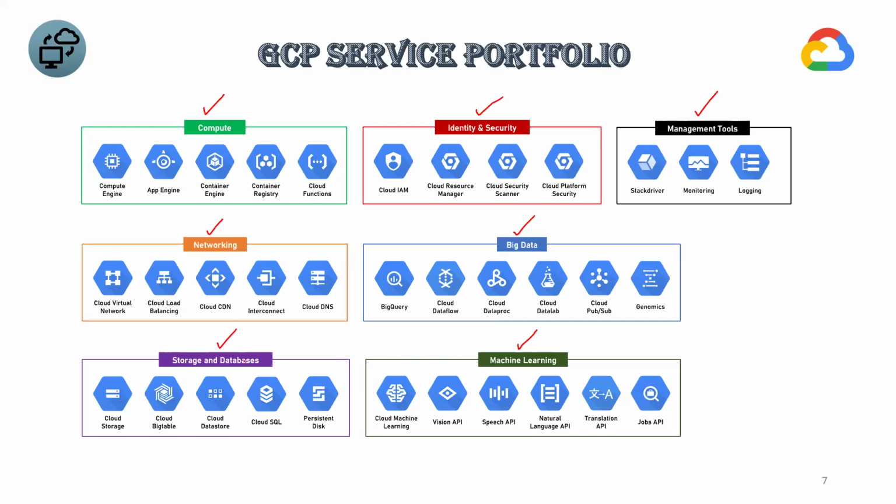Google Cloud Platform provides a variety of categories of services, such as compute. In compute, you have Compute Engine, App Engine, Container Engine, Registry, Functions. In big data, you have BigQuery, Dataflow, Dataproc, Datalab, Pub/Sub. In storage and database, Cloud Storage, Bigtable, Datastore, Cloud SQL persistent. So you have plenty of services here that you can use.